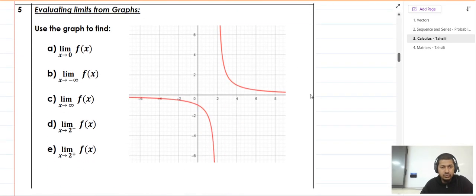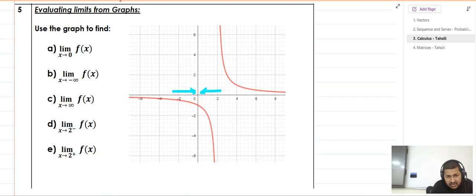Moving on to evaluating limits from graphs. Use the graph to find the limit as x approaches 0. What happens when the limit as x approaches 0? So I'm going to approach 0 from the left and approach 0 from the right.